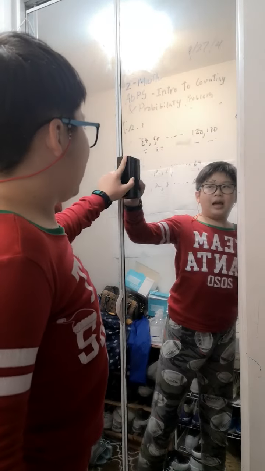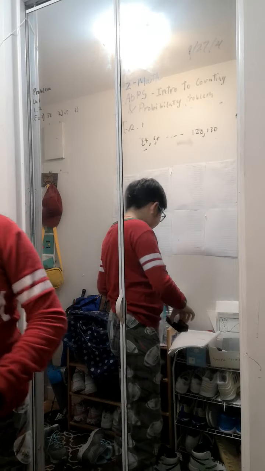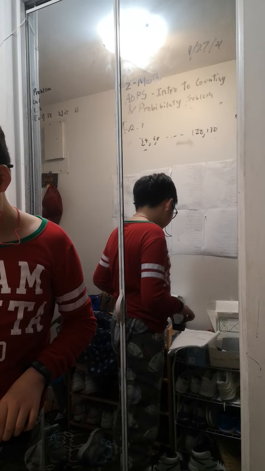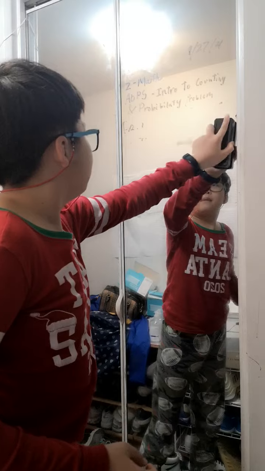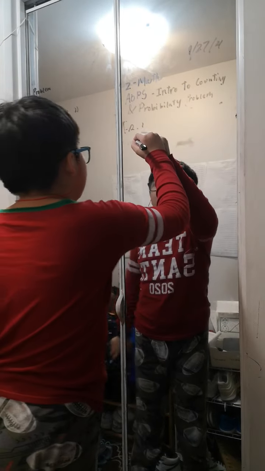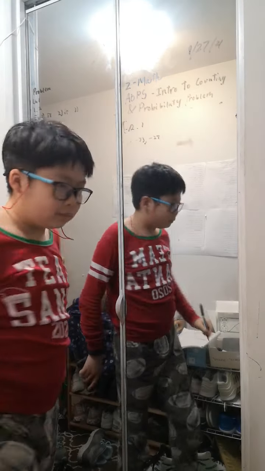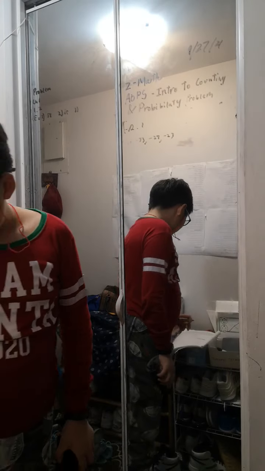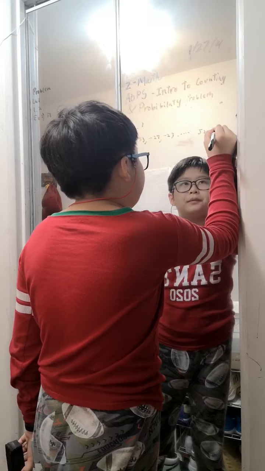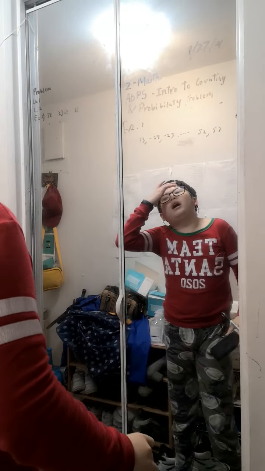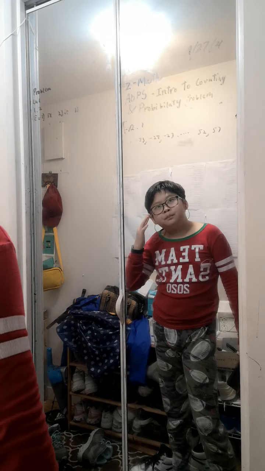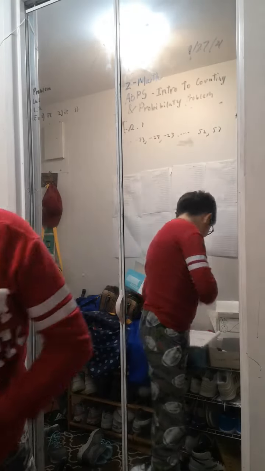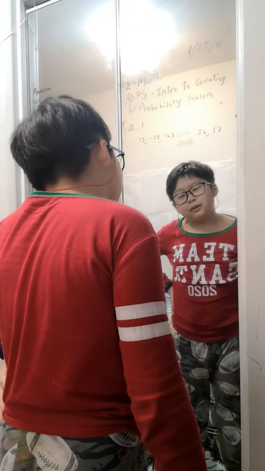Problem 3: how many numbers are in the list negative 33, negative 28, negative 23, all the way to 52, 57? Okay, let me see. Negative 33, negative 28, negative 23, all the way to 52, 57. Well, looks like we gotta do a bit of simplifying.